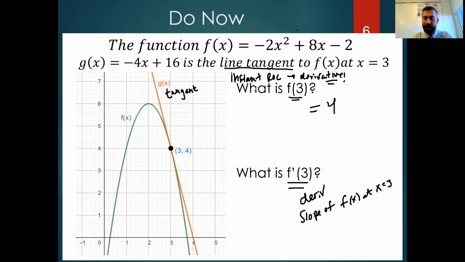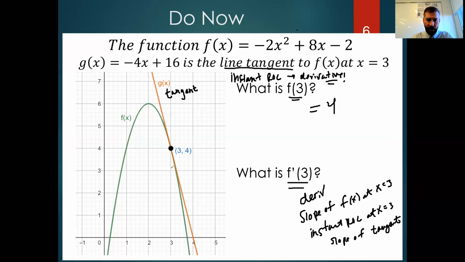Or the instantaneous rate of change at x equals 3, which we now have as basically the slope of the tangent line. All of these things meaning the same thing. That's how I go through that information in my head.